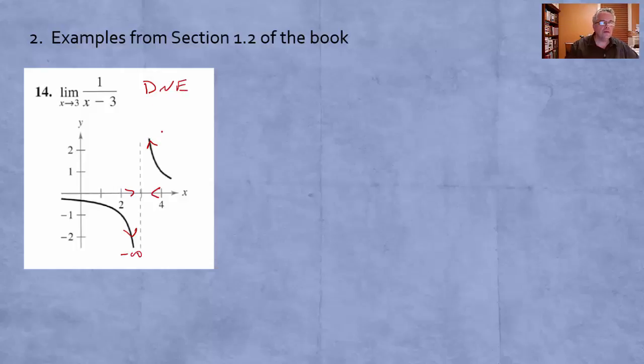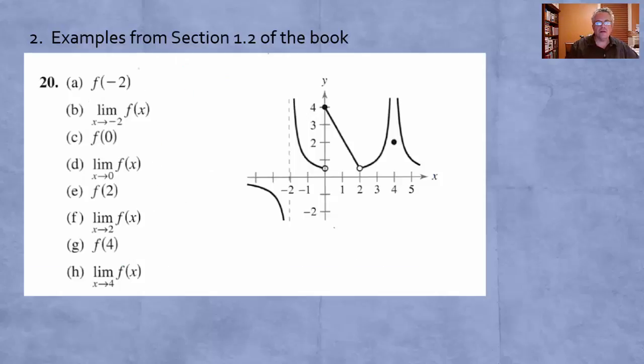Okay, what else do we have? All right, we have one crazy last one, then we're done with the examples. So f of negative 2. That's the actual value of the function at negative 2. It doesn't have a value. It has an asymptote there. So it does not exist, or is not defined.